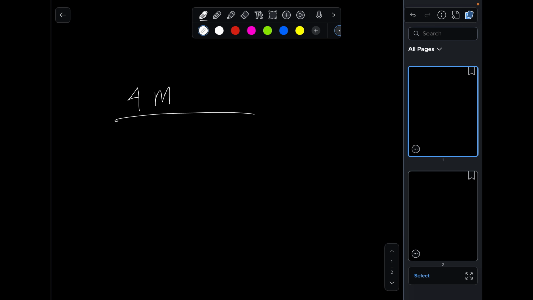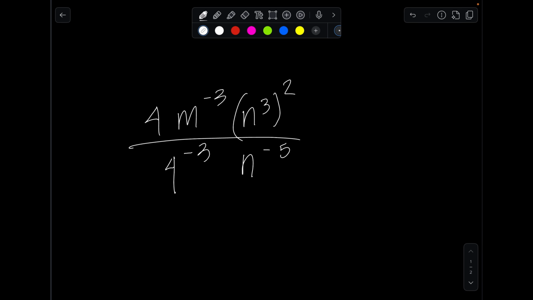4m divided by 4 to the negative third power, m to the negative third power. That's confusing. n to the third squared, n to the negative 5. Okay, this looks crazy. I'm sorry, y'all. All right, this is a test question. So take it one step at a time, okay?